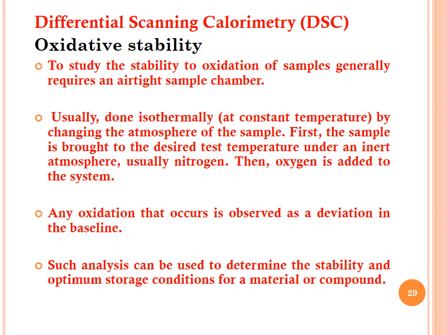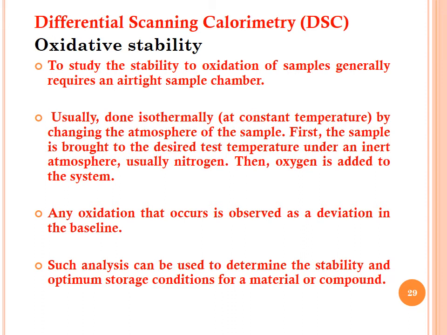It is usually done isothermally, at constant temperature. First, the sample is brought to the desired test temperature under an inert atmosphere, usually nitrogen, and purged with nitrogen. Then oxygen is passed to the system. Any oxidation that occurs is observed as a deviation in the baseline. We get a baseline in the DSC curves, and if any deviation occurs, we can assess that the sample is undergoing oxidation.